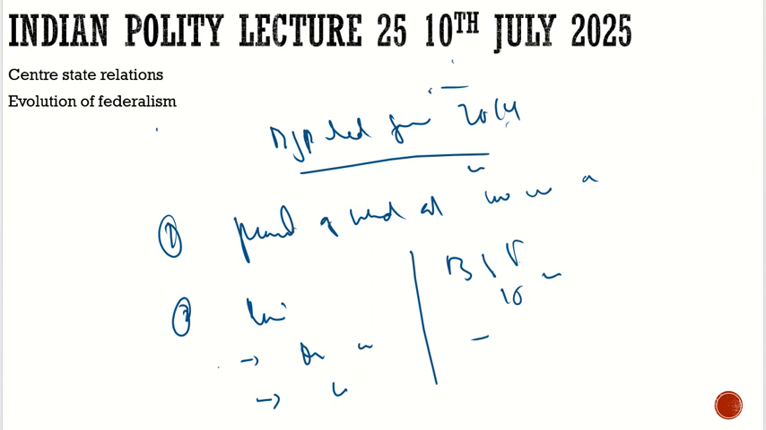Now the jurisdiction of the BSF has increased to 50 kilometers. So in a way it is going to impact the center-state relations in this way also. Then also the jurisdiction of CBI, and in one case the Supreme Court said that the CBI is acting as a caged parrot.